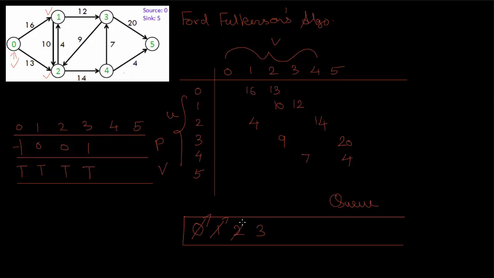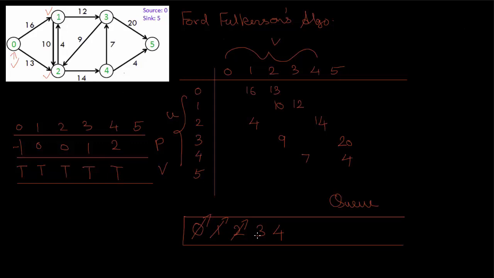Next, you dequeue 2, and you do the same thing over here. What can 2 do? 2 can go to 1 and 2 can go to 4, but 1 is already visited, so only 4. So 4, and then T over here, and then the parent of 4 is 2.